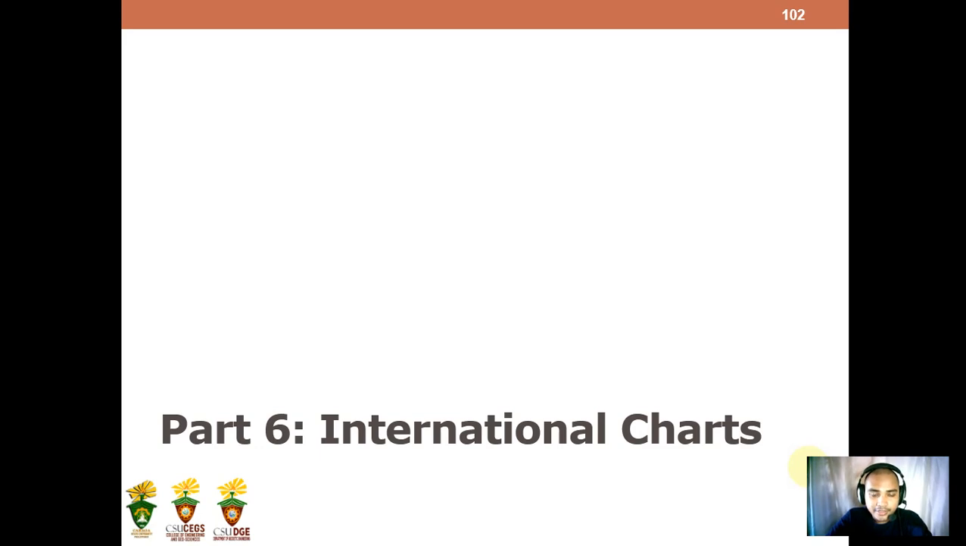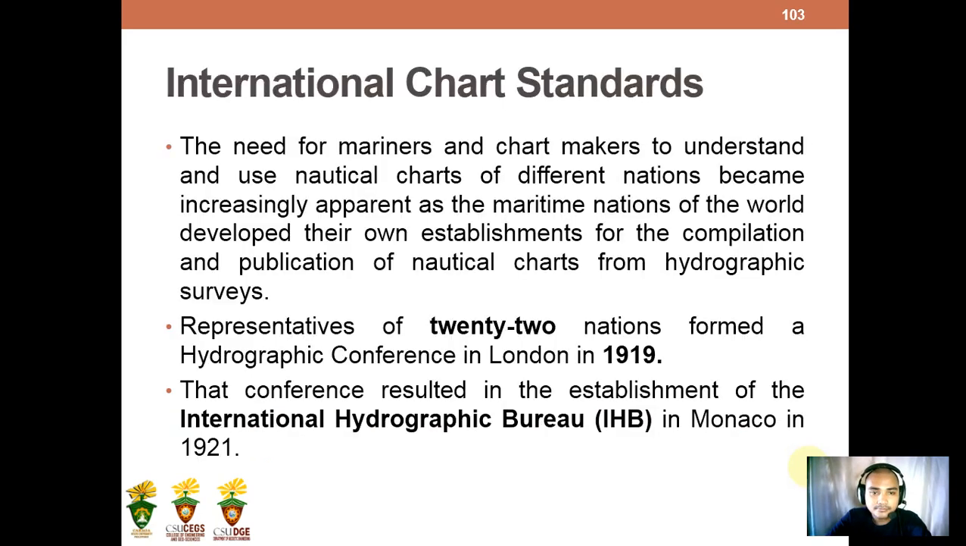So we are now down to part 6 of this material, which is all about the international charts. The need of the mariners and chart makers to understand the use of nautical charts of different nations became increasingly apparent as the maritime nations of the world developed their own establishments for the compilation and publication of nautical charts from hydrographic surveys. So the use of nautical charts became in demand.